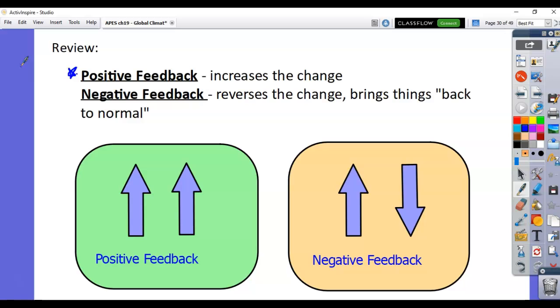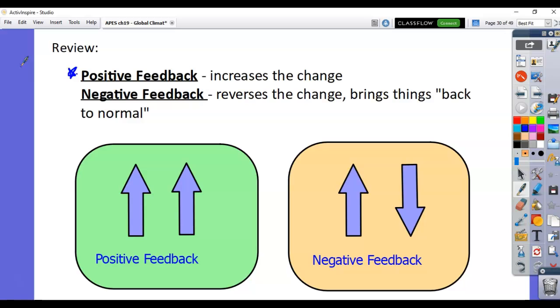The example I often give is that with blood clotting, you get a cut and more platelets come to the site and they release chemicals that attract more platelets, and then they release more chemicals and more platelets come, and more and more and more. It can also be less and less and less, okay? But the thing is the change is getting bigger. It's increasing that change. It's that snowball effect.